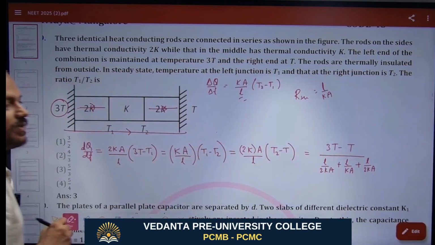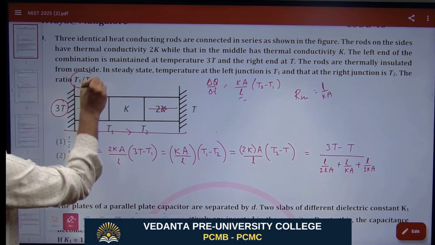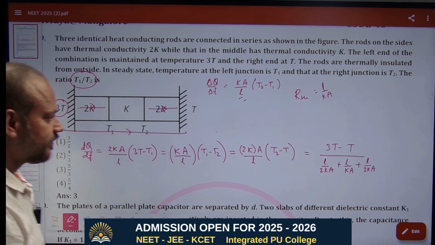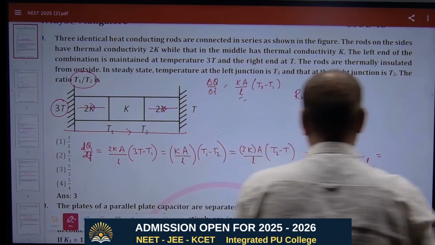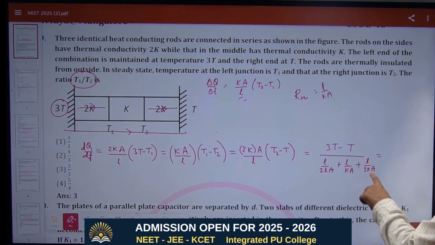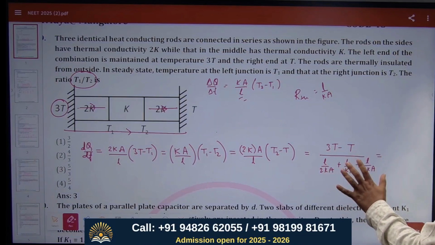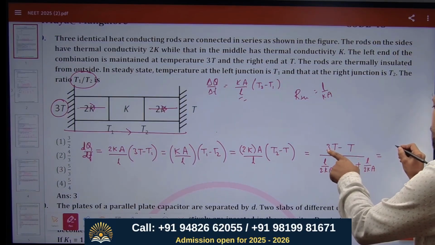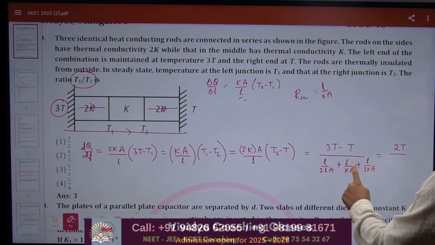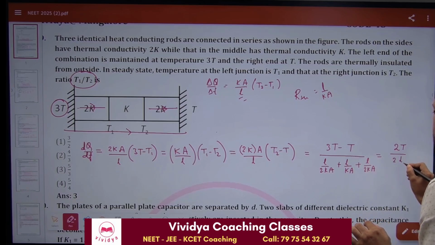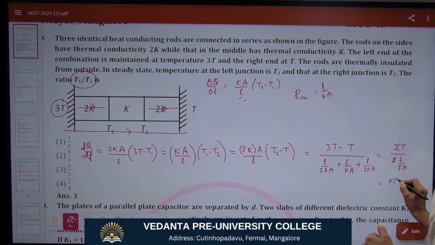Now let us see how we can simplify and get just the ratio. Okay, so we just want the ratio. So let's simplify this a little. It will be half plus 1 plus half. So half plus half is 1, plus 1 is 2. So you'll get here (3T minus T) divided by (half plus half 1, plus 1 is 2), so 2L by KA. So this 2 gets cancelled. Then you can write it as KA by L into T, right?